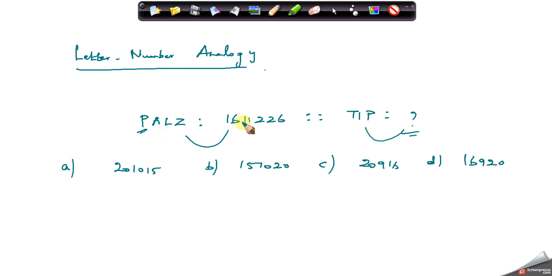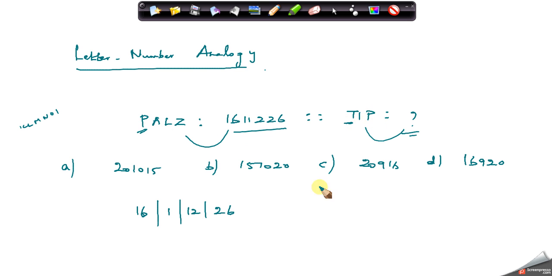What is the relation between these two? Letter P, counting KLMNOP, is the 16th letter. A is the first letter. L, counting A to L, is the 12th letter. And Z is the 26th letter. So what is given here is the position of the letter.